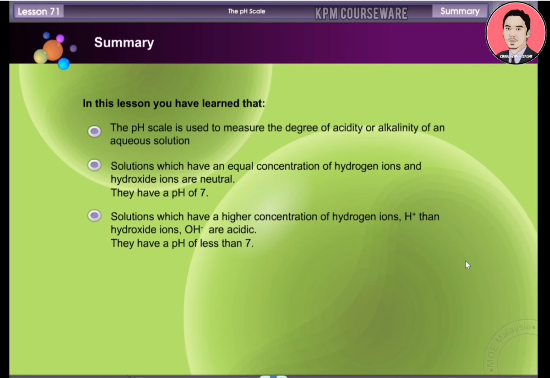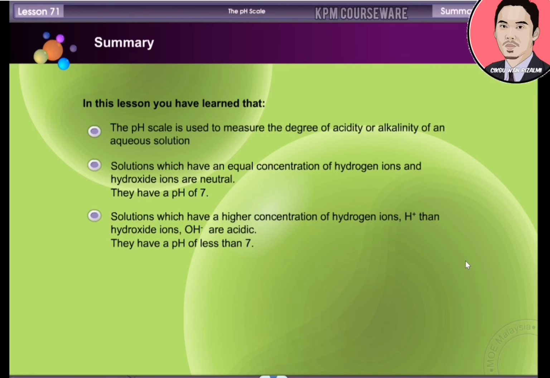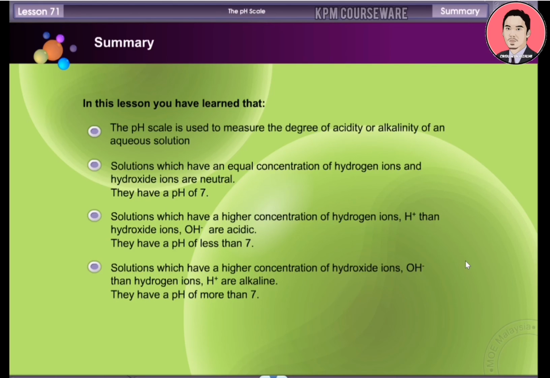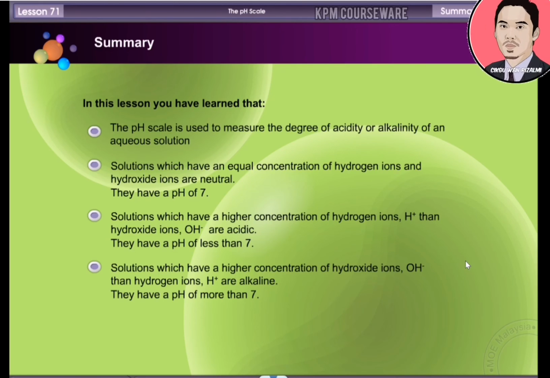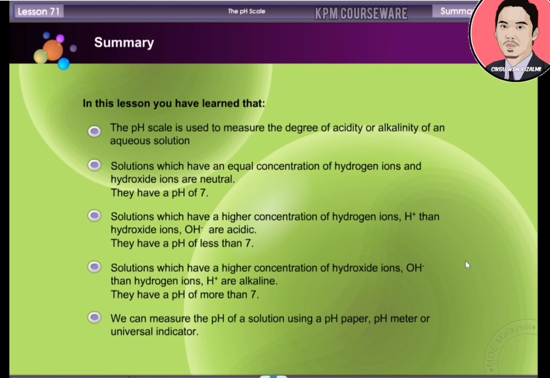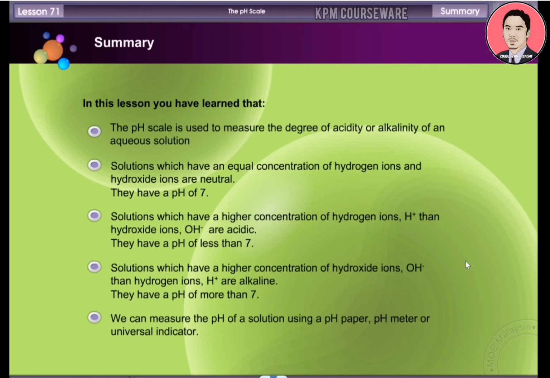Solutions which have a higher concentration of hydrogen ions than hydroxide ions are acidic. They have a pH of less than 7. Solutions which have a higher concentration of hydroxide ions than hydrogen ions are alkaline. They have a pH of more than 7. Finally, we also learned that we can measure the pH of a solution using a pH paper, pH meter, or universal indicator.